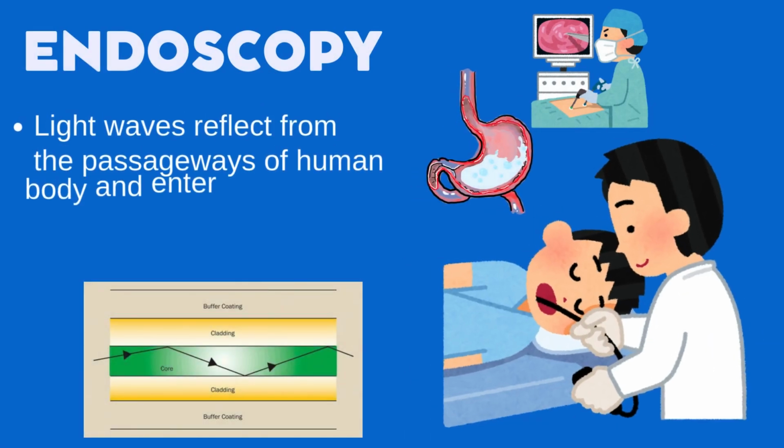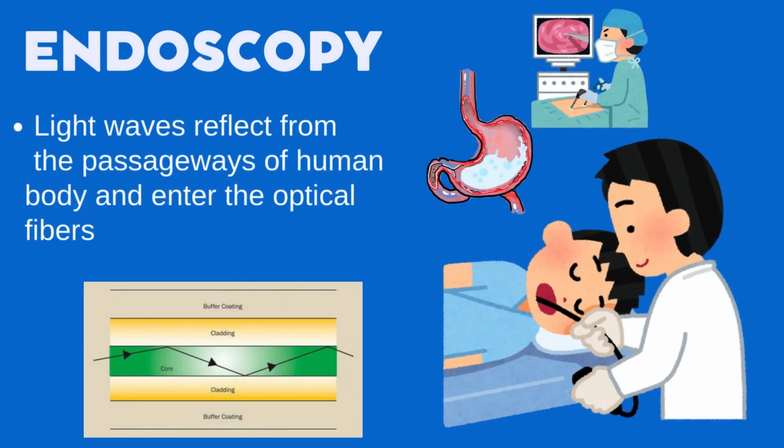Light waves that reflect from the passageways of the human body and enter the optical fibers in an endoscope travel through the optical fibers with total internal reflection, and the light exits the optical fibers in the same way it entered them. This allows for the transfer of an image for a viewer to examine.